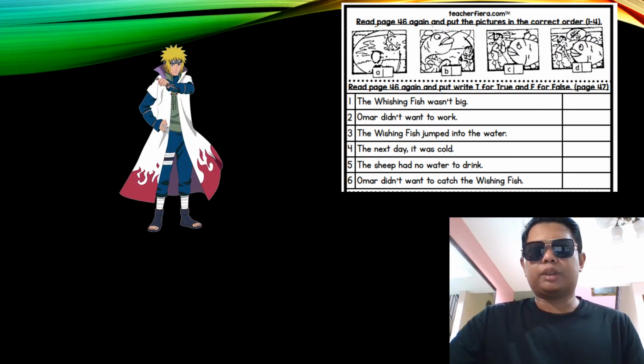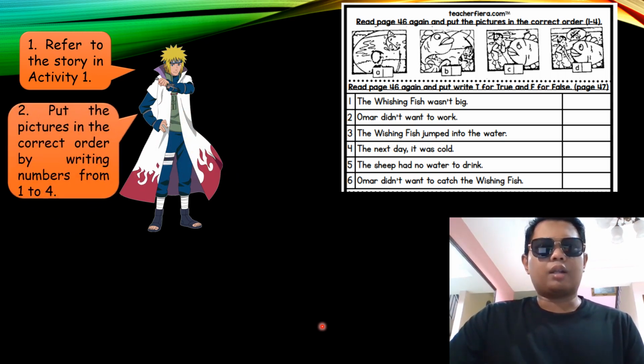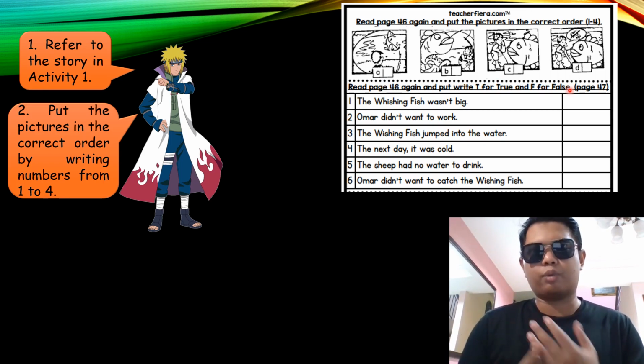Okay, now this is the worksheet that I have given to you. There are two activities here. First activity, you have the pictures, and second activity, you have the true or false statements. Now, you refer to the story in activity 1 again, and then you put the pictures in the correct order by writing numbers from 1 to 4. You have 4 pictures here: picture A, picture B, picture C, and picture D. So you write the numbers from 1 to 4.